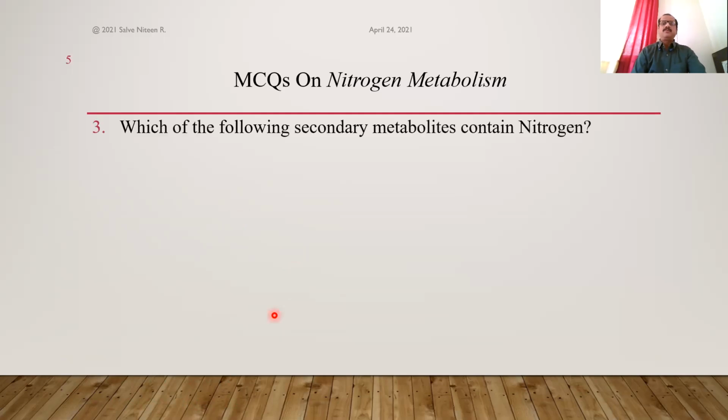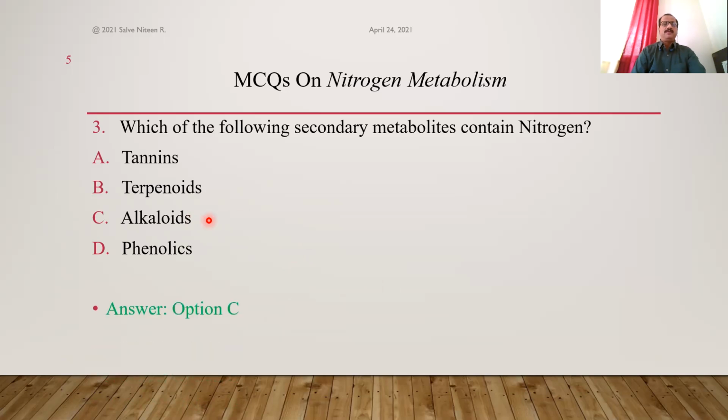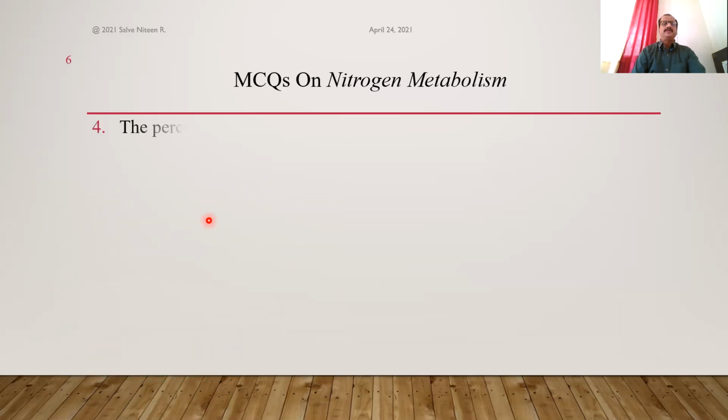Next one, which of the following secondary metabolites contain nitrogen? Tannins, terpenoids, alkaloids, phenolics. Here the answer is alkaloids. Alkaloids are nitrogen containing secondary metabolites which contain nitrogen atom in a heterocyclic ring system. So C is the answer here. Okay. Next question.